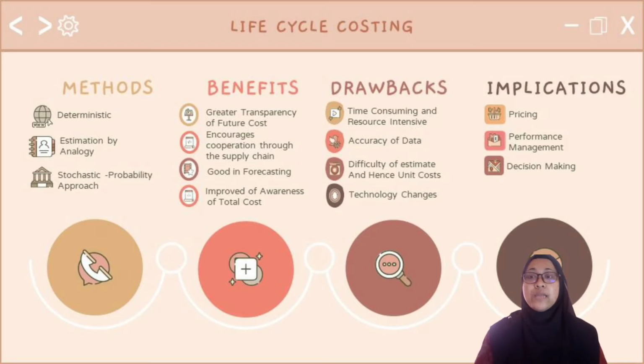For estimation by analogy, in cases where a new product has similar elements to other products for which the company has experience, the cost information of similar products can be used to estimate the likely cost of the new product. This utilizes the previous experience of the company, and in some industries where new product development is key to organizational success, a body of experience can be built up that provides the basis of reasonable estimates. And the last method is stochastic, which is a probabilistic approach.